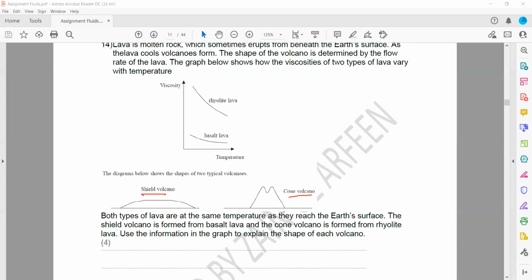The shield volcano is formed from basalt, and it is obvious because it has a lower viscosity, so it will flow. Whereas a cone volcano is formed by the rhyolite lava. Use the information in the graph to explain the shape of each volcano.